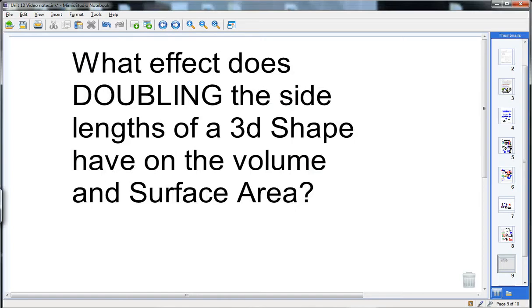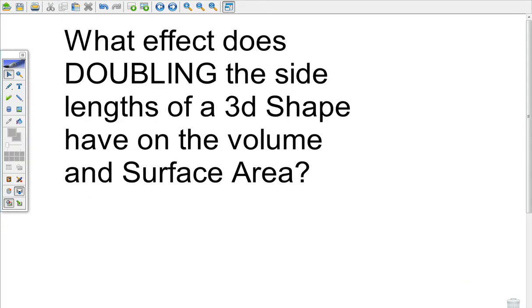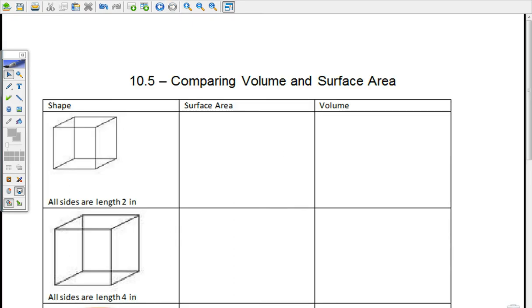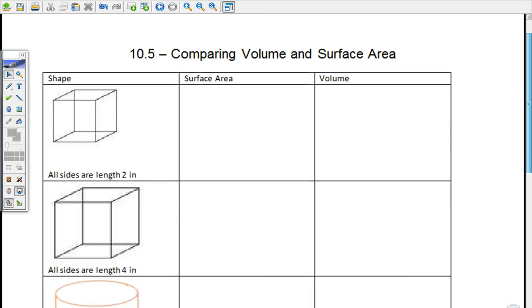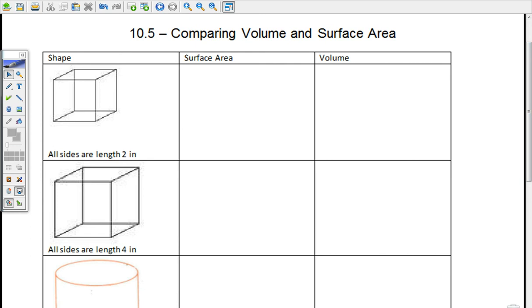All right, so we'll close that. So here's that question once again. The question we're trying to focus on today: what effect does doubling the side lengths of a 3D shape have on the volume and surface area? It obviously gets a lot bigger, but it actually gets more than just doubled. So that's what we want to look at today. We'll look at just a couple examples. We're going to start talking just about a shape that's a cube that's 2 by 2.